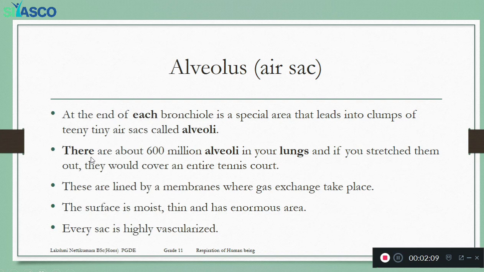Can you imagine there are about 60 million alveoli in your lungs, and if you stretch them out, they would cover an entire tennis court. That is nearly 80 square meters. These are lined by a membrane where gas exchange takes place. So you have to learn how this membrane is adapted for this gas exchange. When you consider this membrane, the surface is moist, thin and has enormous area. Every sac is highly vascularized.